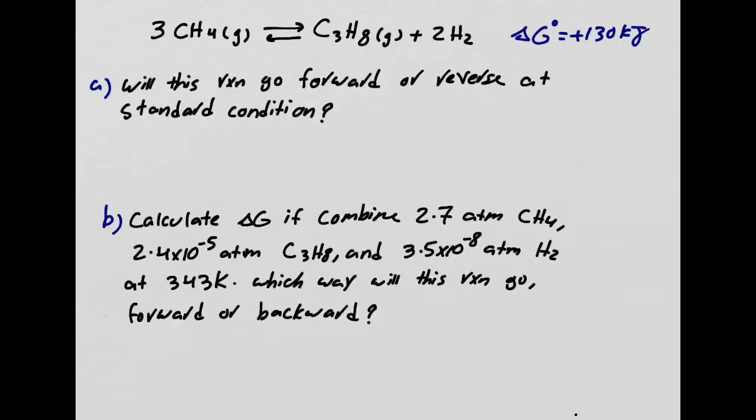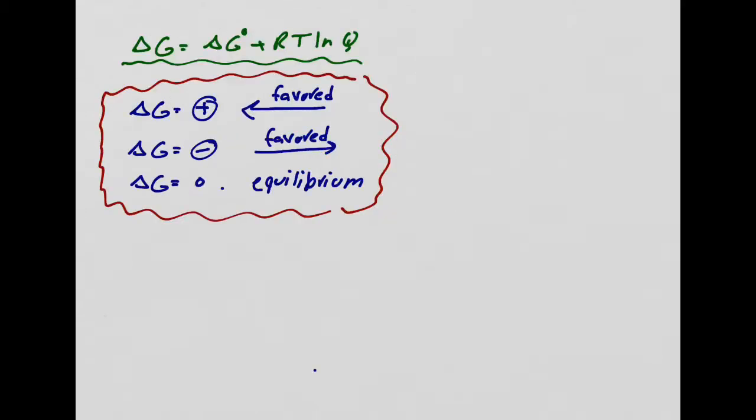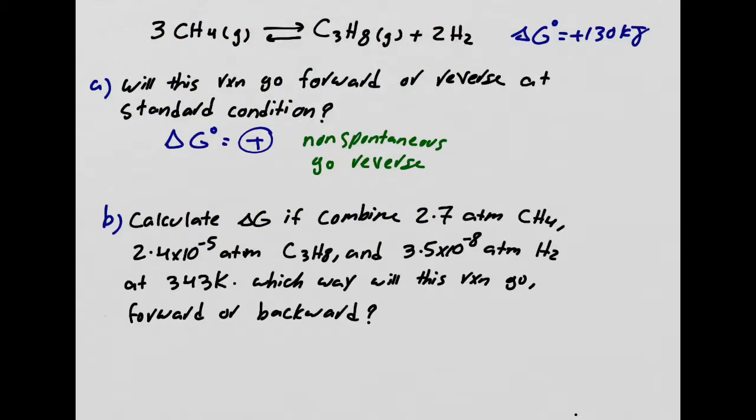Here's our problem. So here's our reaction over here, and the question is, will this reaction go forward or reverse at a standard condition? Now you have to look at delta G, right? We talked about that. If I look at the delta G, my delta G is positive. If delta G is positive, what does that mean? This is a non-spontaneous reaction, right? It will go the reverse. It's going to go back to the reactant. We talked about it here. Because delta G is not favored, it's going to go to the reverse reaction. So far, so good. Okay, so that part hopefully was easy.